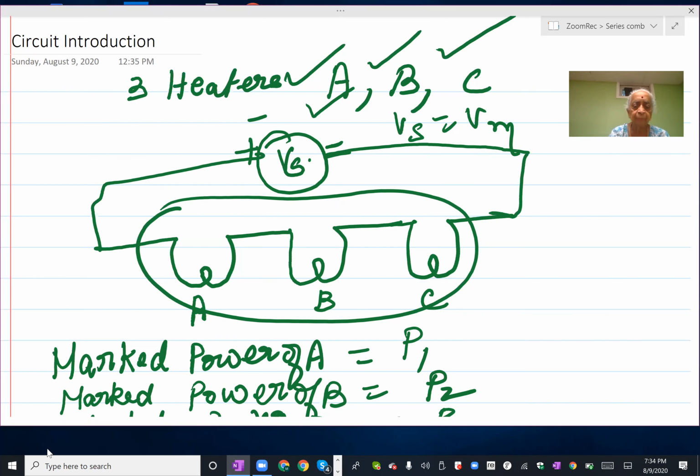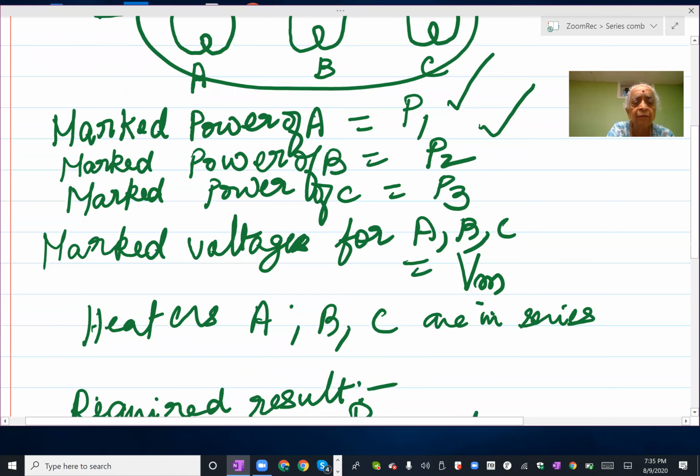Now the problem says that this is only giving you the situation of the problem. Marked power of A is P1, marked power of B is P2, and marked power of the third heater C is P3. Marked voltages for A, B, and C are each VM. There is no difference. All of them are marked for the same VM. That VM may be 220 in an Indian scenario, maybe 110 in a US or European country scenario.